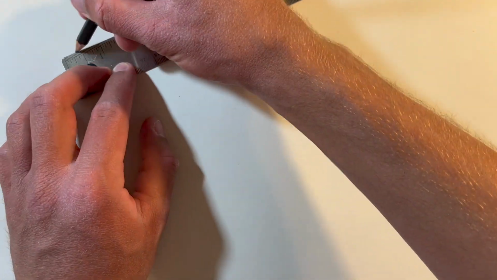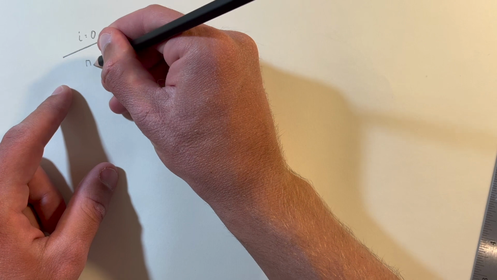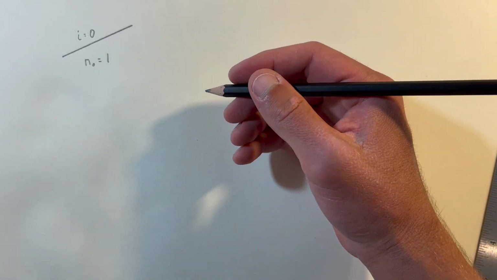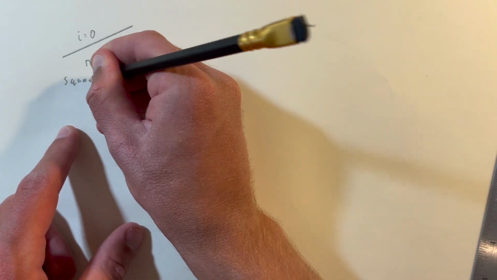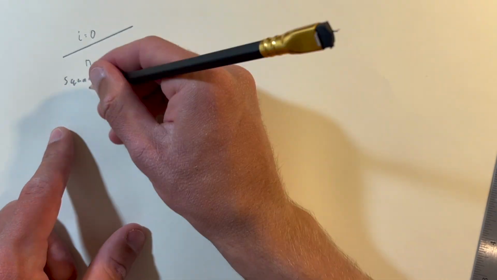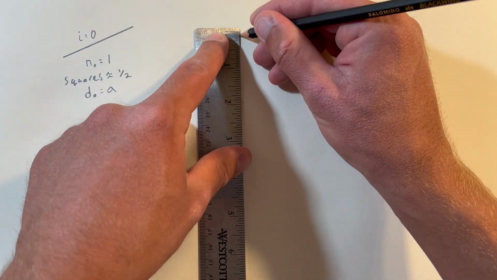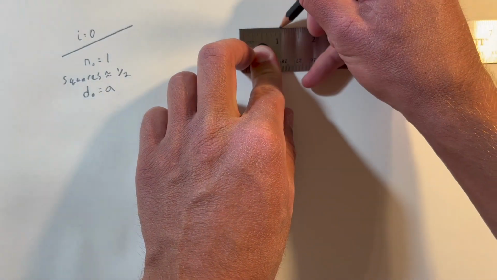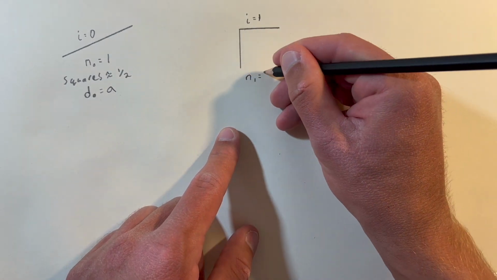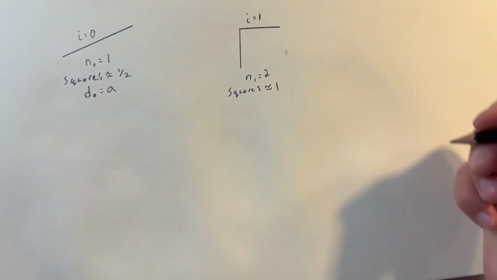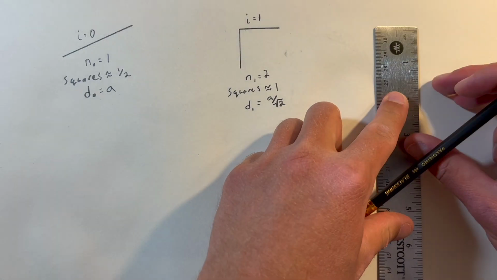Let's draw out the first few curves and write down some numbers. Let's use i to represent the number of steps or iterations, so we'll start with 0, and n is the number of segments. The authors use squares to approximate the area. Let's say the first one is half a square, and the side length is the length of our line, which is just a. The next step will be iteration 1. It has 2 segments, and we can approximate the area as 1 square with side length smaller than the first one by root 2.